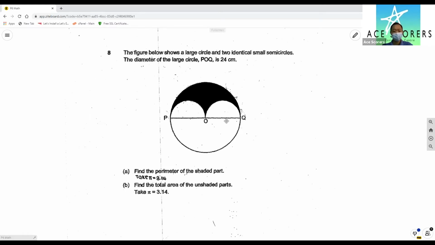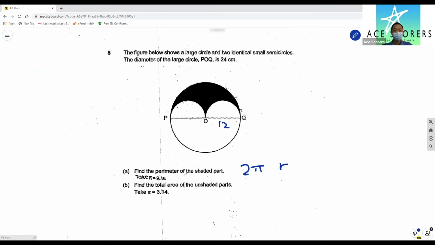Circle. Okay, so first one, I don't go through. Second one, find the total area of the arch. Do you need to go through the first one, perimeter? Perimeter is basically you see this circumference, right? Semicircle, then after that two semicircle, so it's just one circle. So what's the formula for one circle? 2 pi r, right? And then we have the POQ is 24, so radius is 12.